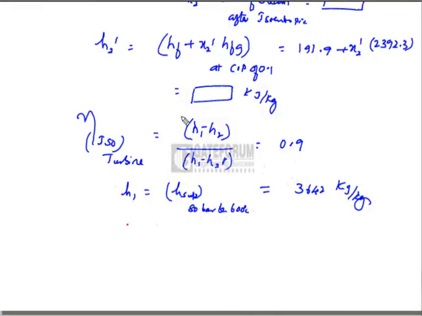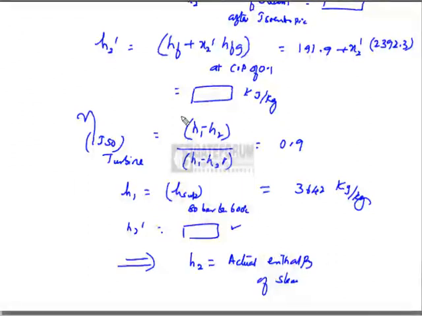H2 dash is just calculated, that is also known. Therefore, efficiency being given, we could obtain the actual enthalpy of steam leaving the turbine, which could be calculated in kilojoule per kg.